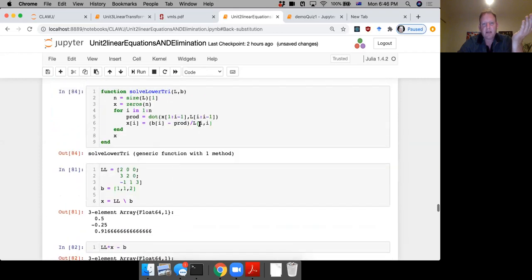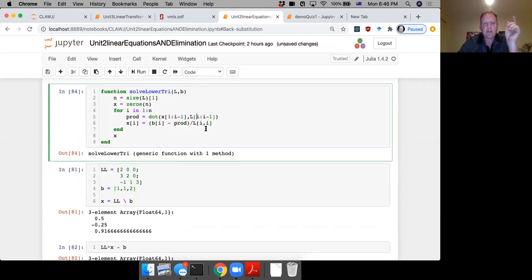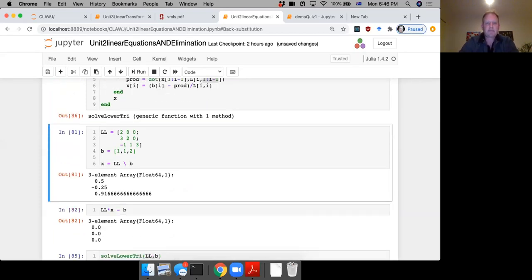So let's not butcher this. This needs to go L from I, comma, like that. It wasn't even true. So L from I, the ith row, from 1 to I minus 1. The length of this vector is in the same way. Yes, okay, new standard.